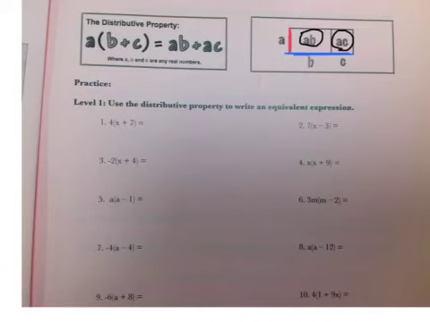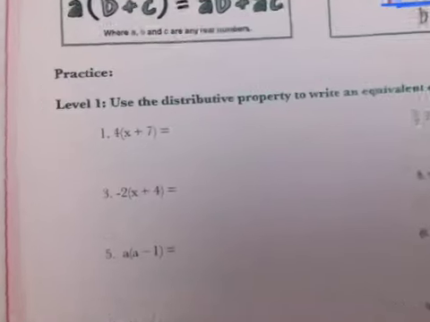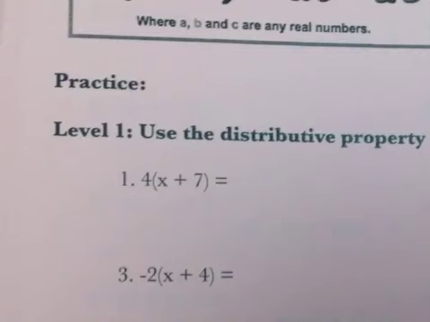So I want to do a couple of these problems with you so you get the hang of it. Let's look at number 1. We have to distribute the 4 on the outside to both the x and the 7 on the inside, and we distribute by multiplying. So we do 4 times x, and then since we see the plus sign here, we're just going to write a plus sign. And then we'll do 4 times 7.